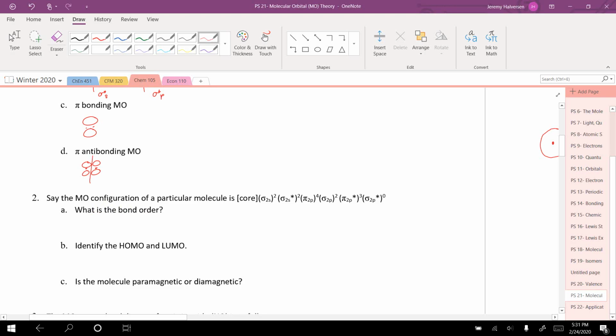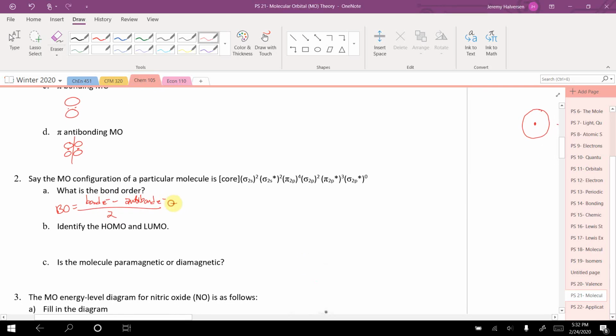With molecular orbital theory, bond order equals bonding electrons minus anti-bonding electrons divided by 2. So in this case, how many of these are bonding? Those are bonding because they're not in a star orbital. Those are bonding, those are bonding. That's it. So 2, 4, 8. Anti-bonding, we have, that's anti-bonding, and that's anti-bonding. So 8 minus 5 divided by 2 gives me 3 over 2, which is 1.5.